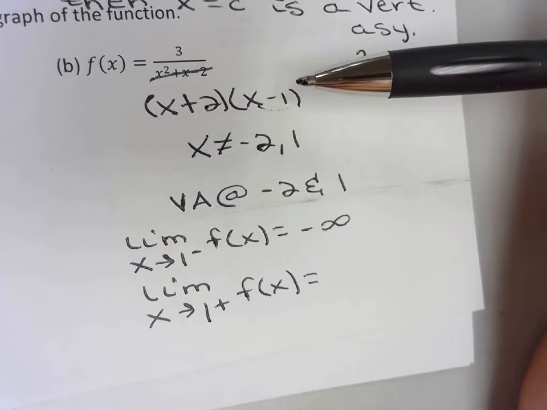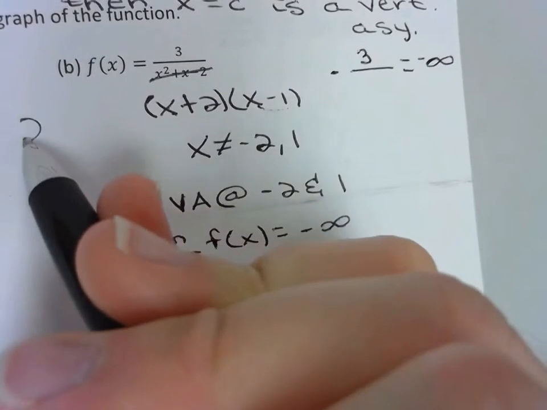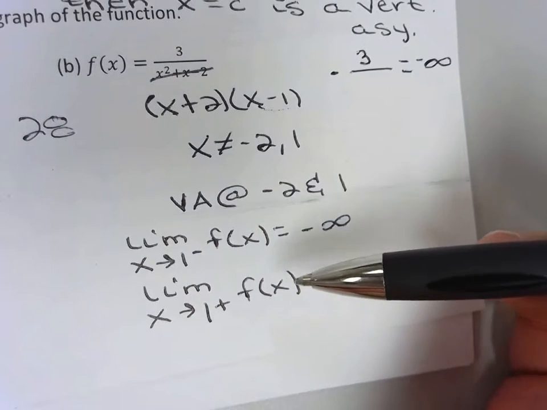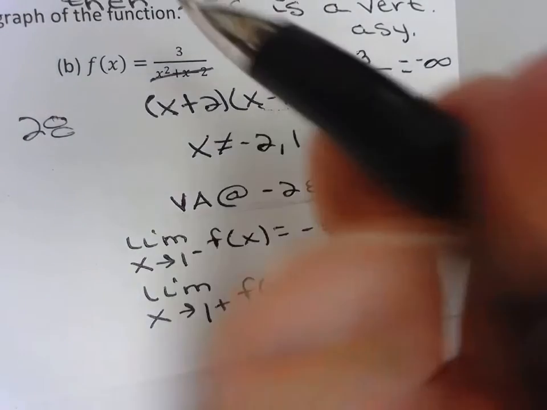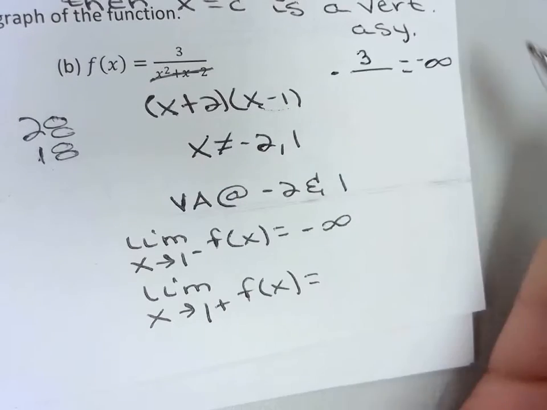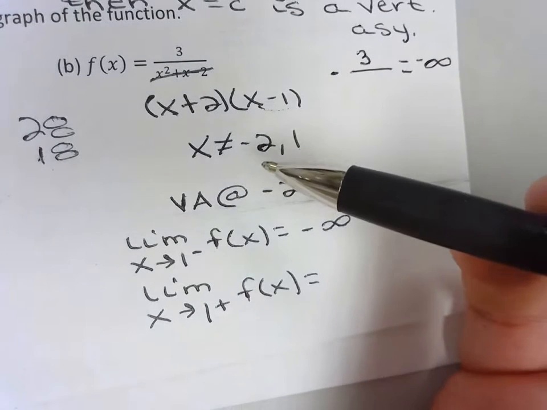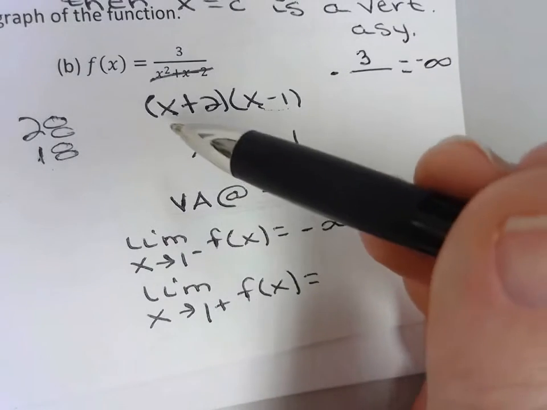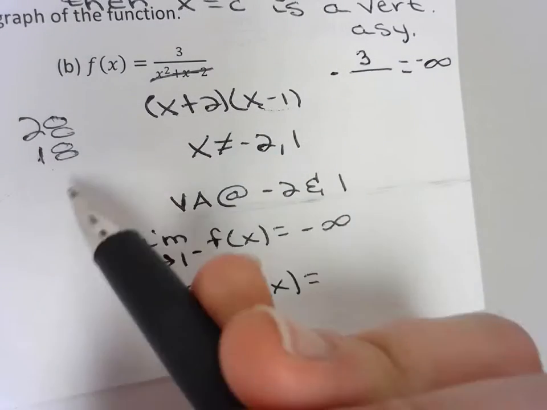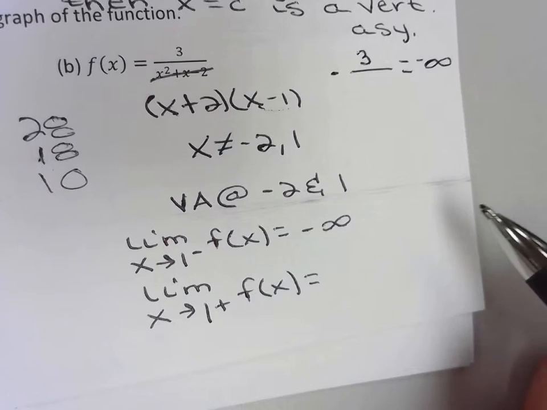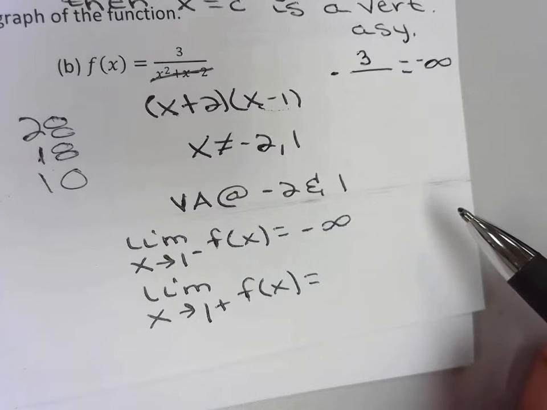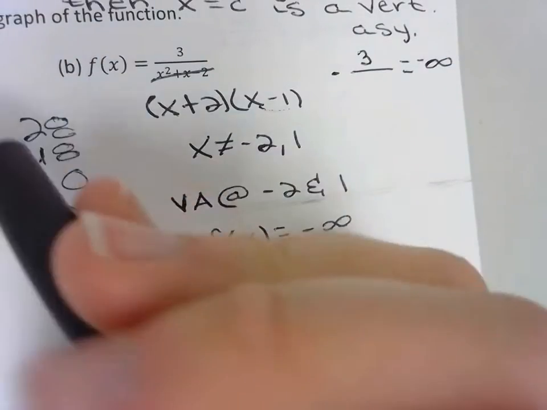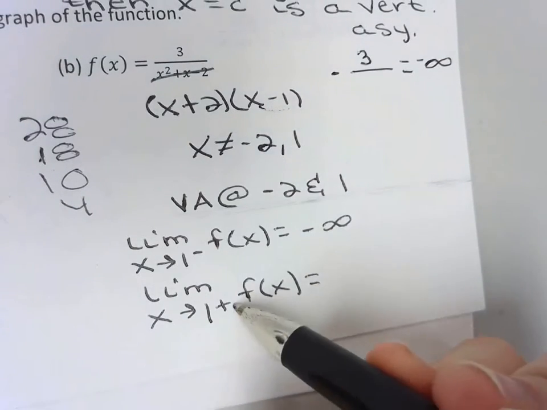7, 28. So I get 28. If I plug in 4, 18. If I plug in, let's see, 3, 10. Plug in 2, 2, 4, 4. So what is happening on the bottom as I approach 1 from the right?